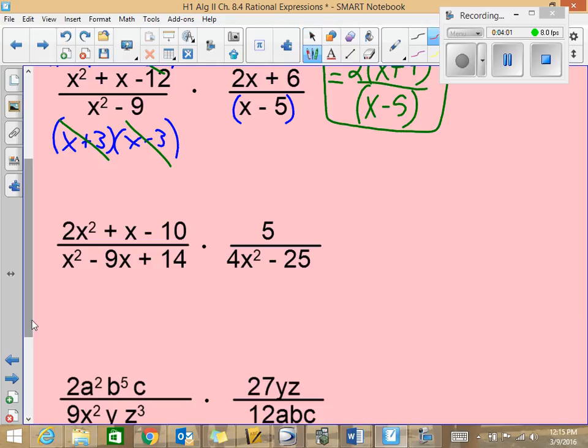So top one, 2x squared plus x minus 10. How do we factor that? AC method, right? So a times c is negative 20. What multiplies to negative 20 adds to 1? Negative 5 plus 4. No, wait. Positive 5 minus 4, right? Because we need a positive 1.